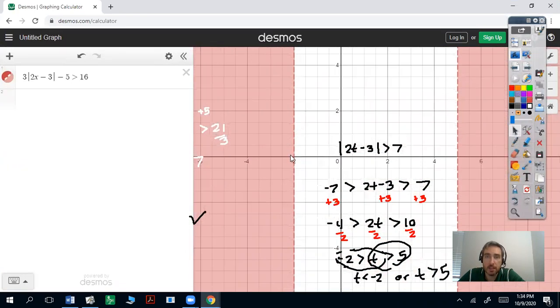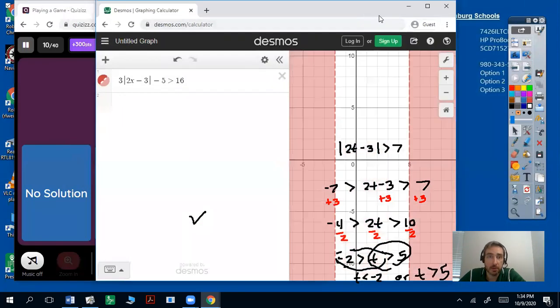So this is x, the dashed line means it's not including that. So anything to the left of negative 2 is shaded. So x is, or in this case t, is less than negative 2. And anything to the right of positive 5, not including 5 because it's dashed, is shaded. So x is greater than 5. So that backs up our answer choice.